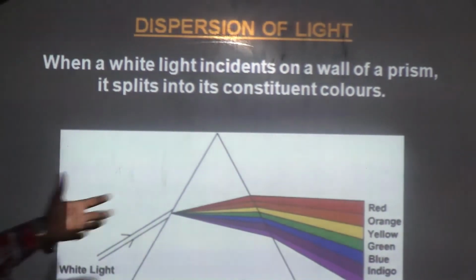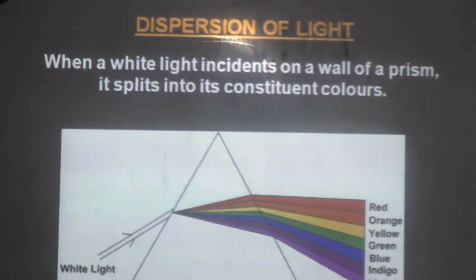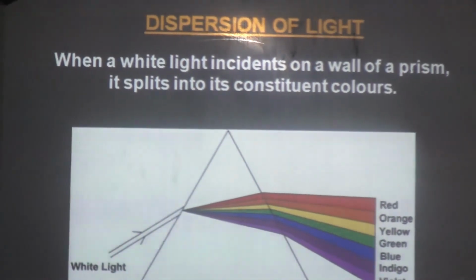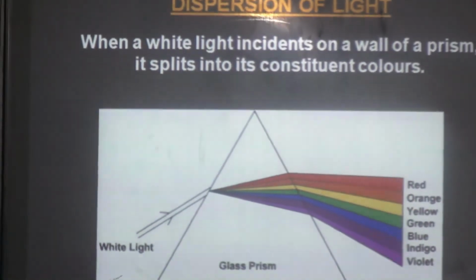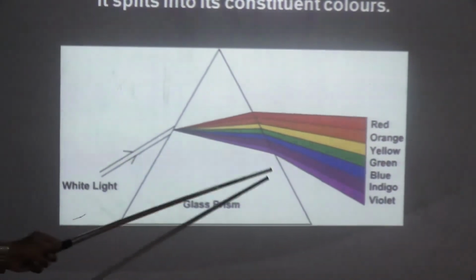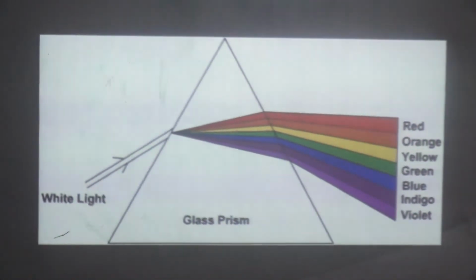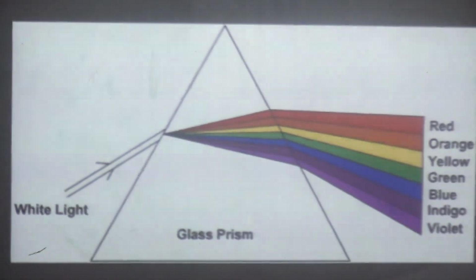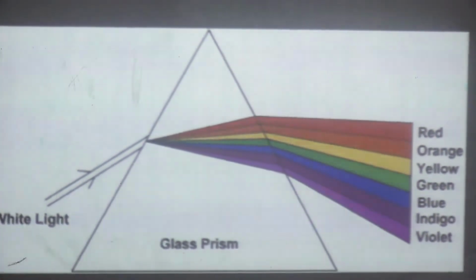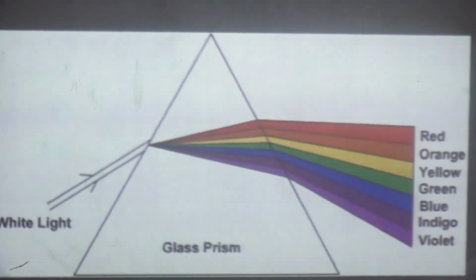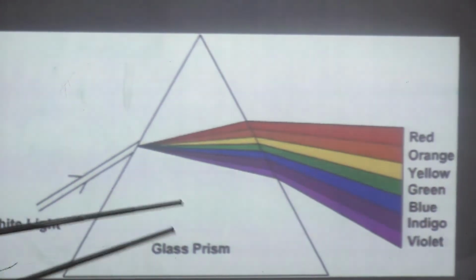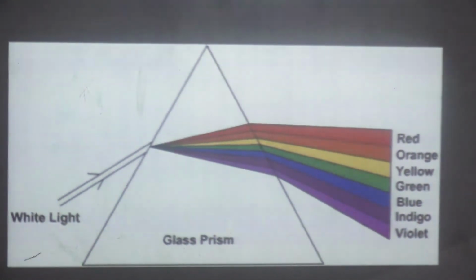Now let us see why these 7 colors are appearing. Actually, the color of light indicates its frequency, and when it is passing through the prism, the wavelength changes. As the wavelength is changing, automatically the light is split into different colors. If you send a single color through a prism, you cannot see any different colors.